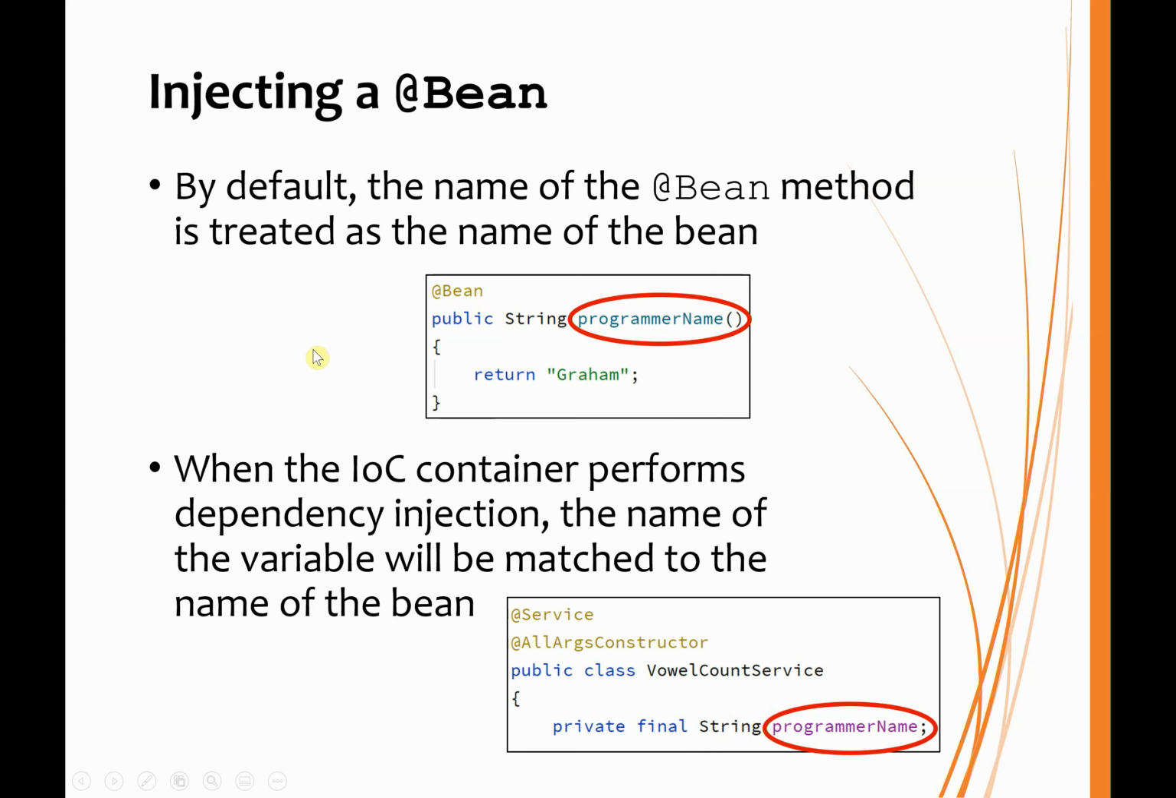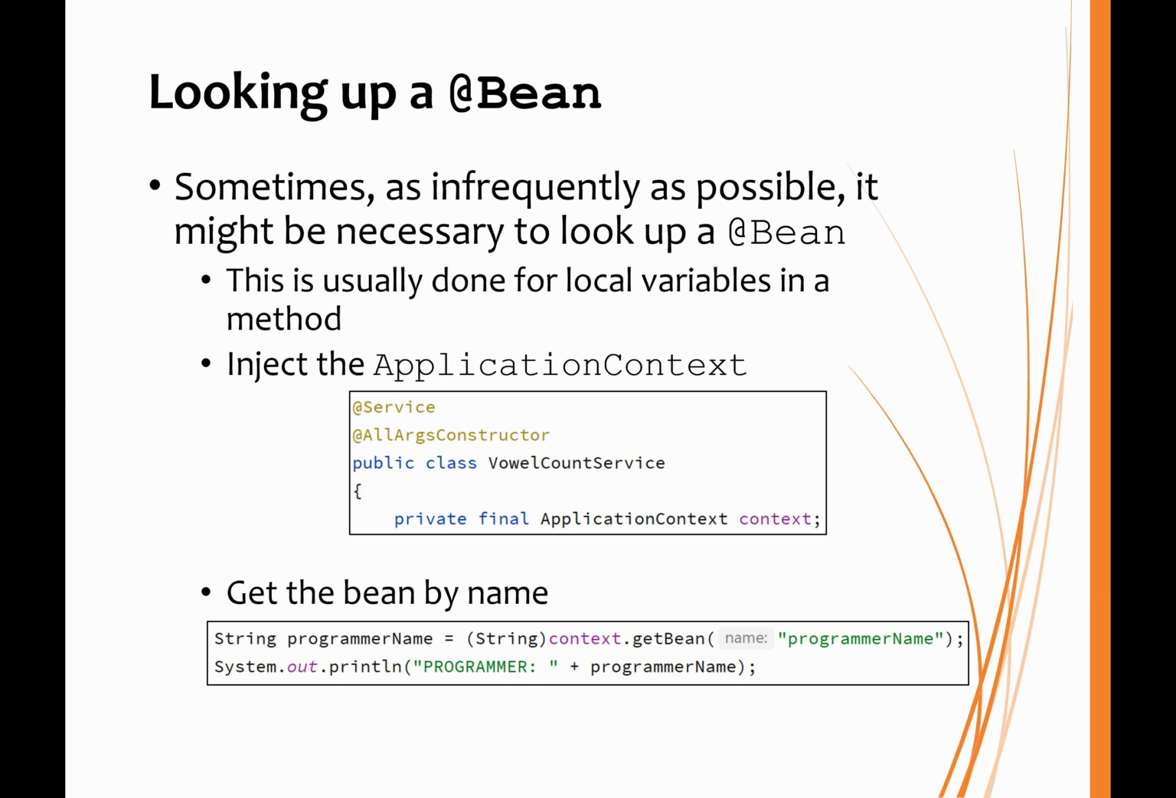And that's all that we need to do to generate a bean and have it automatically inserted as the value for our variable. Occasionally, and it should be as infrequently as possible, it might be necessary to look up a bean explicitly rather than to have the IOC container take care of all of it in the background. Typically, this would be done for local variables in a method, and for us to be able to access those beans explicitly, we would need to inject the application context like this.